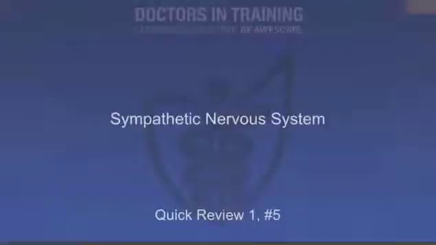Number 5. Which autonomic nervous system is most responsible for regulating blood vessels and blood pressure? This is the sympathetic nervous system by way of 2 main receptors, by way of your alpha-1 receptor that causes vasoconstriction, and also by way of your beta-2 receptor that causes vasodilation.